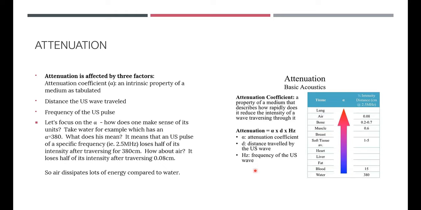Attenuation is an equation which involves three things: the distance traveled by the ultrasound wave, the frequency of the ultrasound probe, and a coefficient called the attenuation coefficient. Now, what you can see from our perspective is that as you go through denser tissue, you tend to have more attenuation in the sound waves.